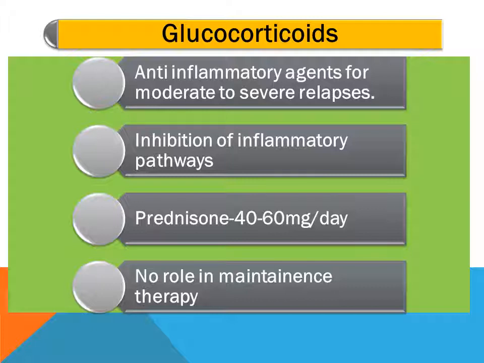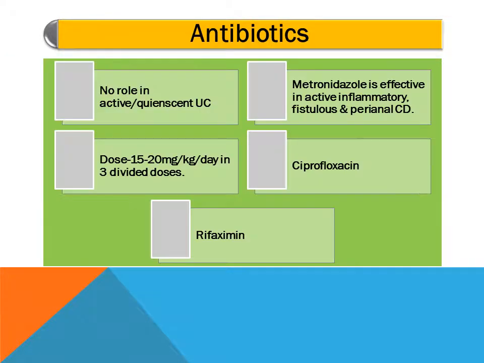Glucocorticoids are anti-inflammatory agents that we give for moderate to severe relapses, with inhibition of the inflammatory pathway, with prednisolone 40 to 60 milligram per day. There is no role of glucocorticoids in maintenance therapy. Antibiotics have no role in active and acute ulcerative colitis. Metronidazole is effective in perianal inflammatory fistula and variants of Crohn disease, dose is 15 to 20 milligram per kg in 3 divided doses. You can give ciprofloxacin as well and rifaximin.